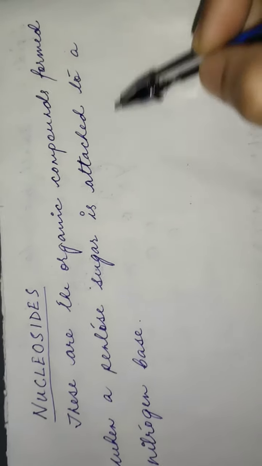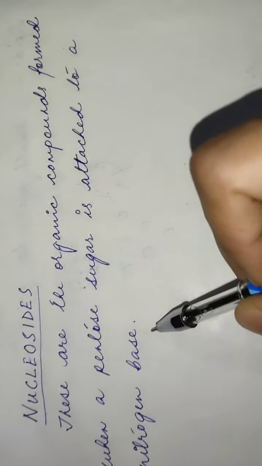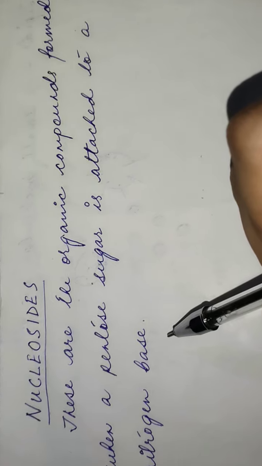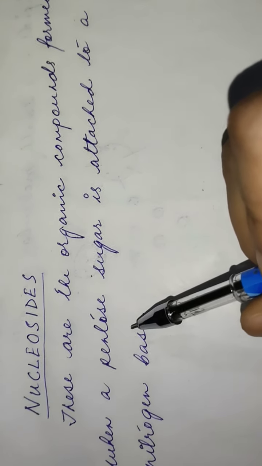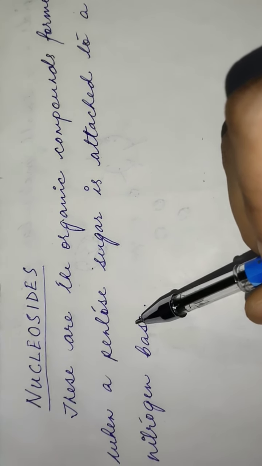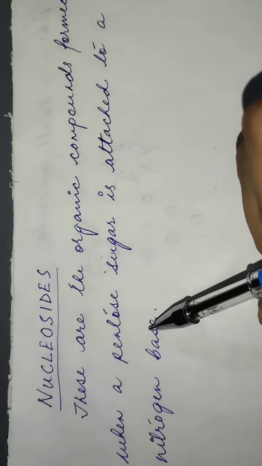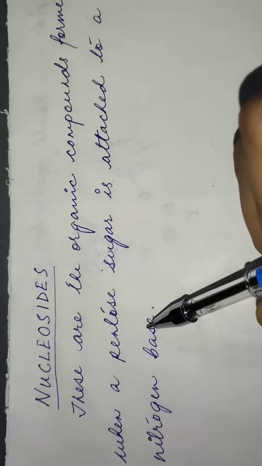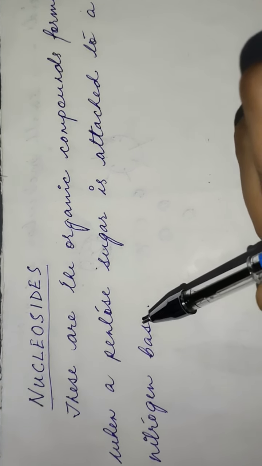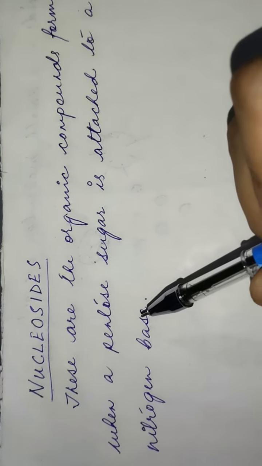Good morning, students. This is your zoology class and we are discussing the chapter Biomolecules. In our last class we had discussed the nitrogenous bases. There are five nitrogenous bases: adenine, guanine, cytosine, thymine and uracil.